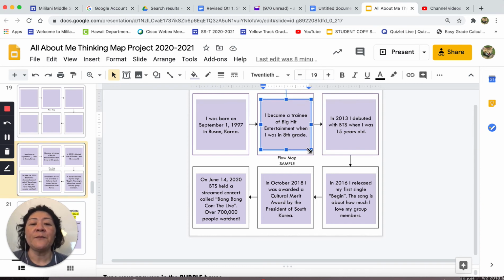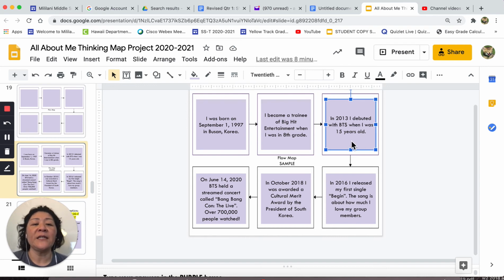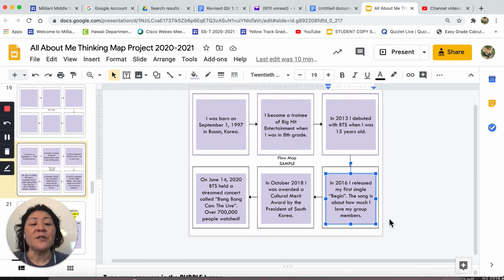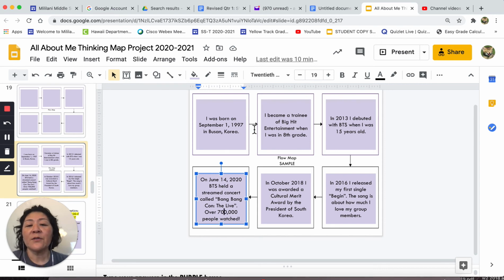Then I became a trainee of Big Hit Entertainment when I was in 8th grade. Then next, in 2013, I debuted with BTS when I was 15 years old. And we go down here. In 2016, I released my first single, Begin. The song is about how much I love my group members. Then in October of 2018, I was awarded a Cultural Merit Award by the President of South Korea. And then on June 14th, 2020, BTS held a streamed concert called Bang Bang Con The Live, and over 700,000 people watched it. So this is just an example.